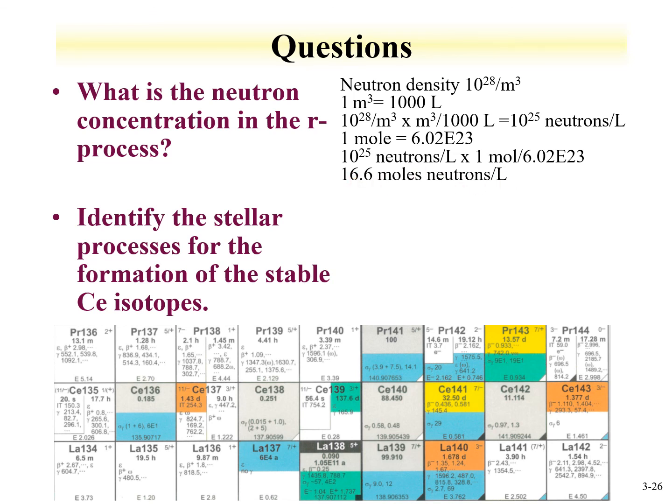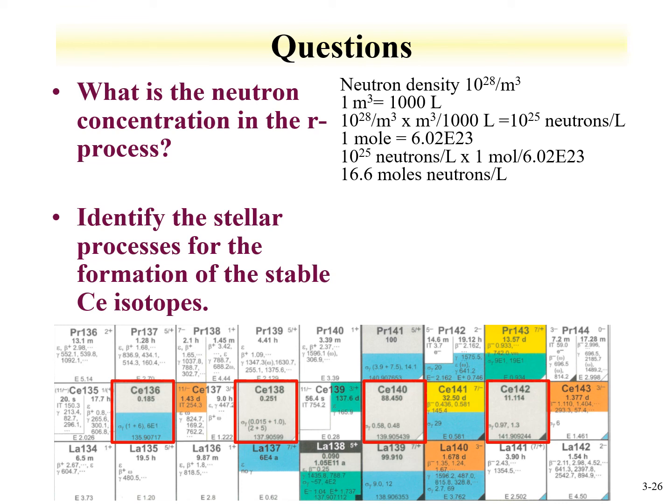So if you think about it, that's like the concentration of nitric acid is 16 moles per liter. Water is 55 moles per liter. This would represent a lot of neutrons. It's an incredibly high neutron density. And from the lecture, you should be able to look at data from the chart of the nuclides and understand how isotopes were produced. For example, identify the stellar processes for the formation of stable cerium isotopes.